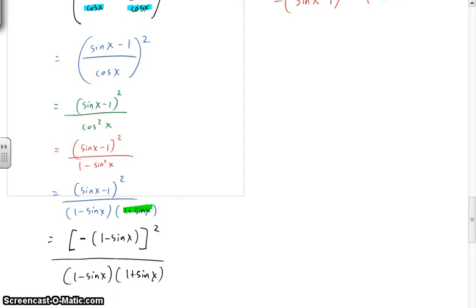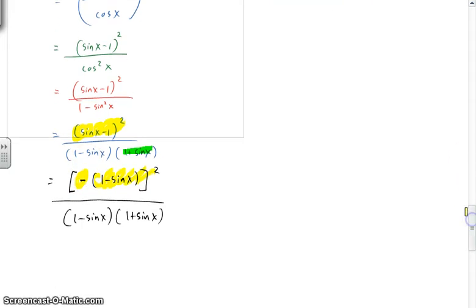Now, when you square something, that opposite just goes away. So really what that amounts to is that sine x minus 1 quantity squared is the same as 1 minus sine x quantity squared, because the negative is going to go away. So I'm going to write it like that. That's going to give me 1 minus sine x quantity squared, so I'm just going to write it as 1 minus sine x, 1 minus sine x.